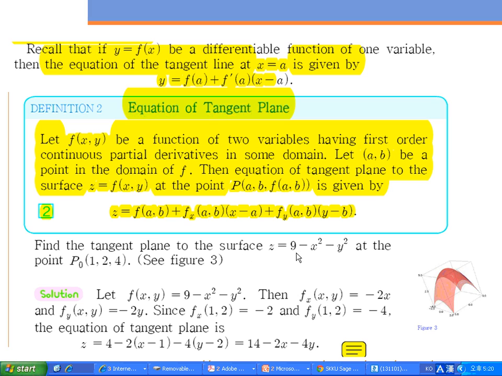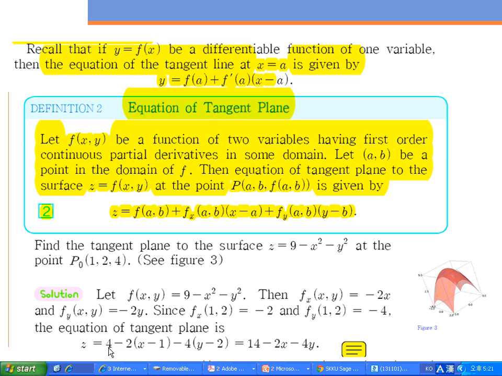Find the tangent plane to the surface g equals 9 minus x squared minus y squared at the point P naught, 1, 2, 4. Find the first partial derivatives of f with respect to x and y, and then we have a point, the normal vector, at the point 1, 2. So we just plug in those points.